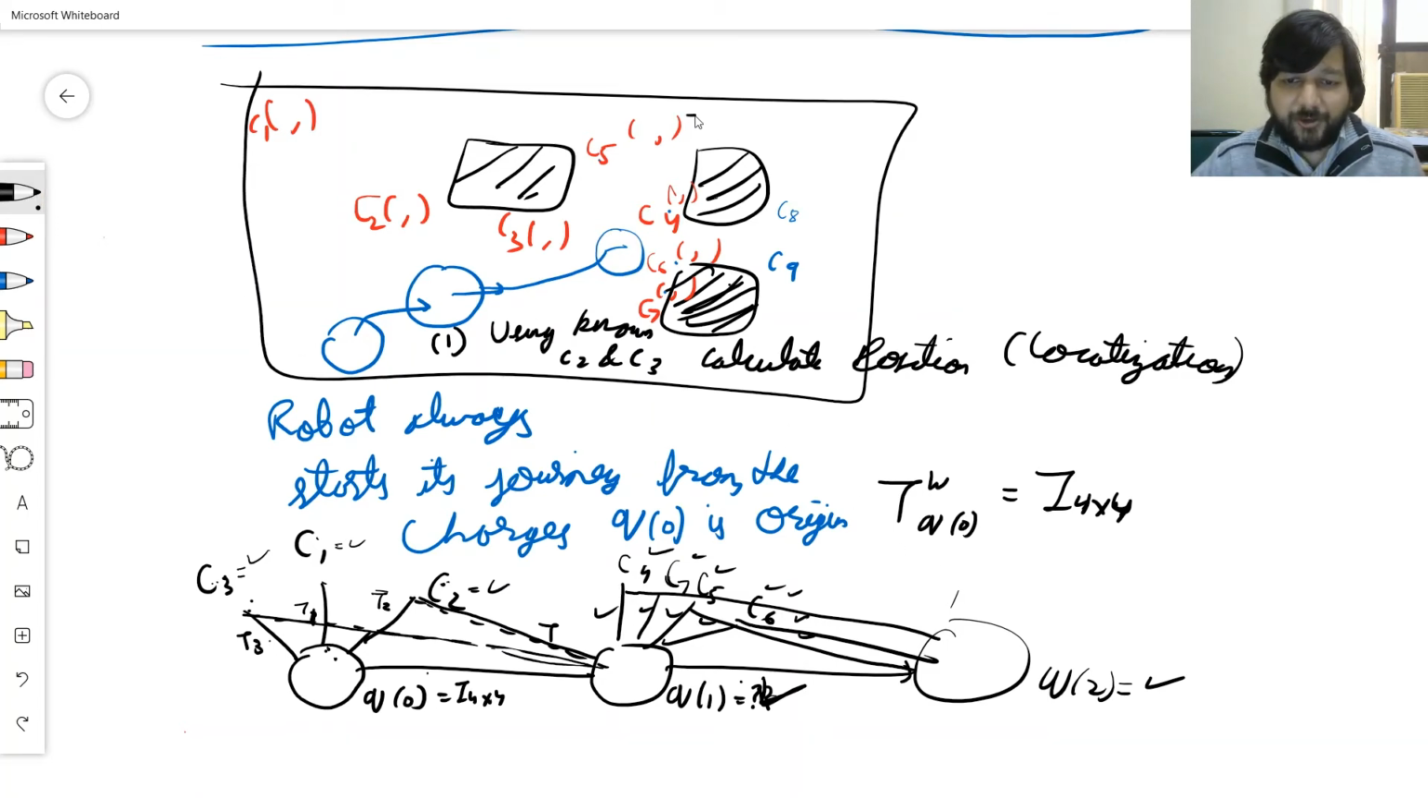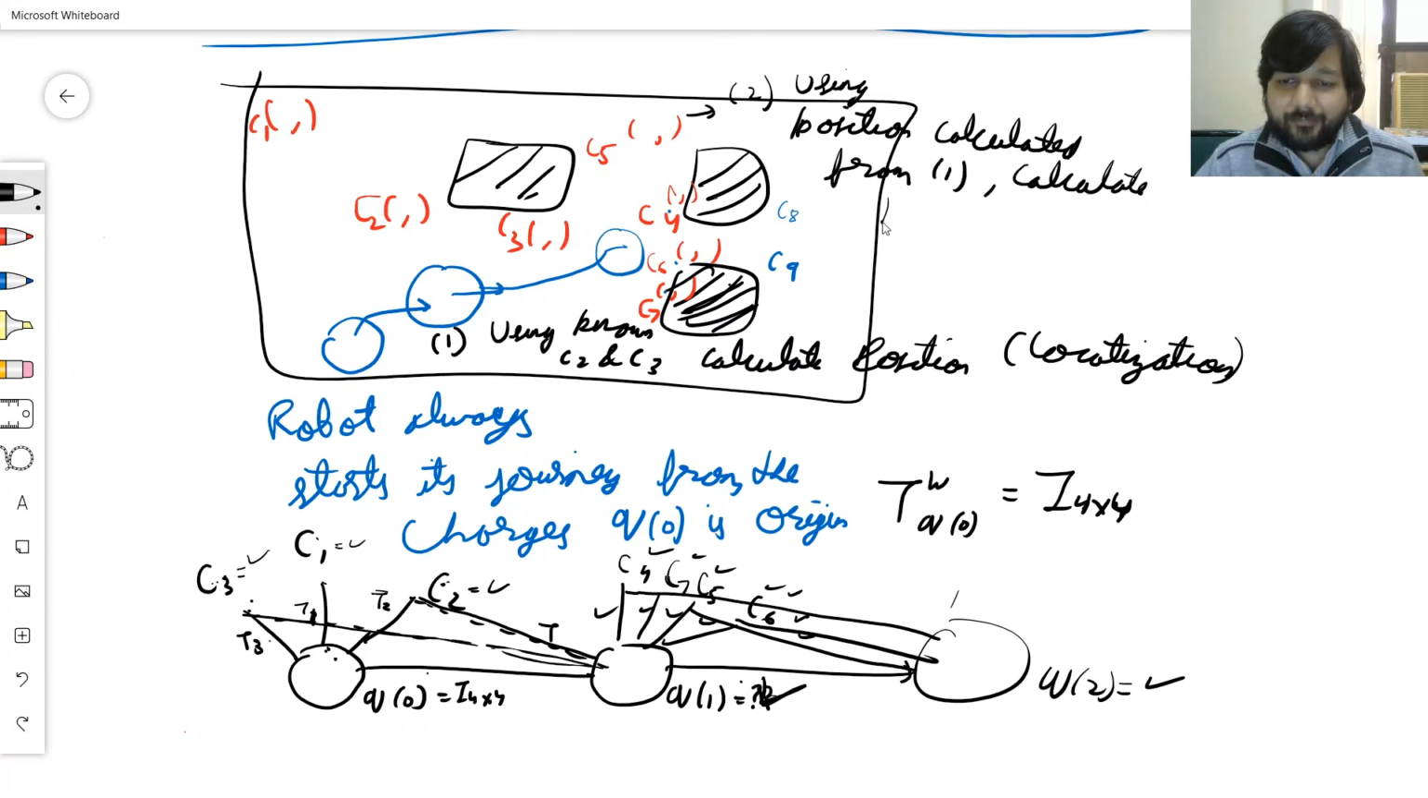I forgot to mention over here, so this was the second part of the problem. So using position calculated from 1, calculate pose of the corners. And this is the mapping problem.